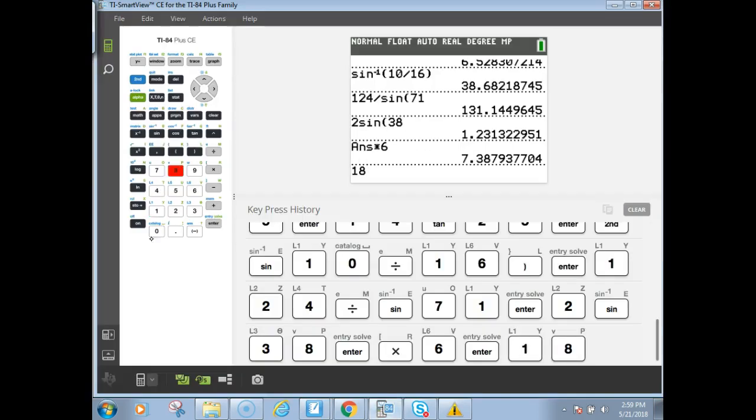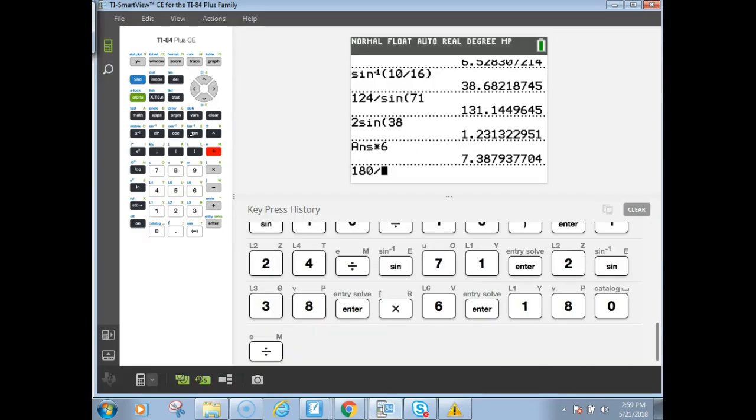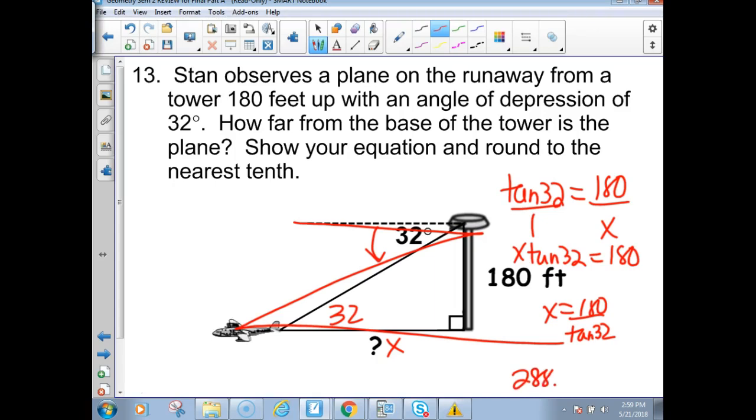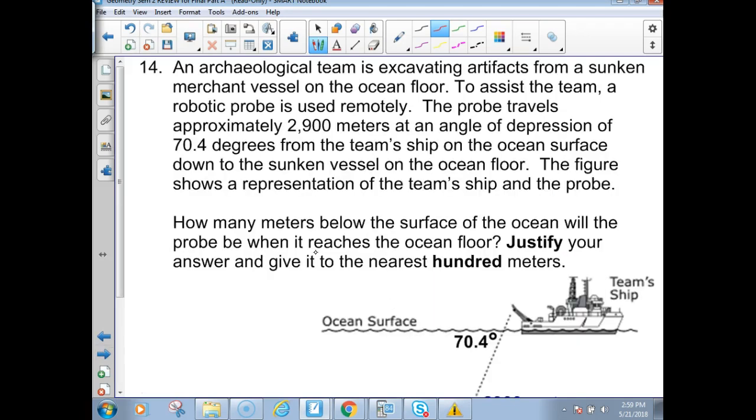I really shouldn't be doing this. Need to try to go a little faster. 288.1 feet. Don't let these word problems scare you. They're not that bad. Except this one, oh my gosh, you read it and you think it looks horrible. It's really not as bad as it looks.